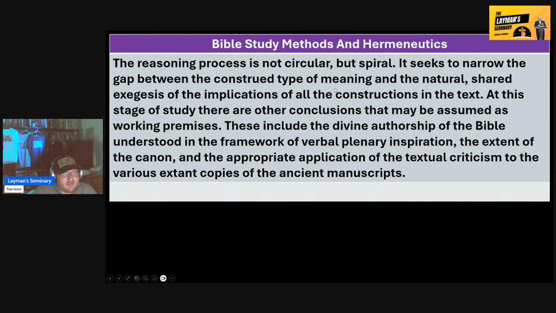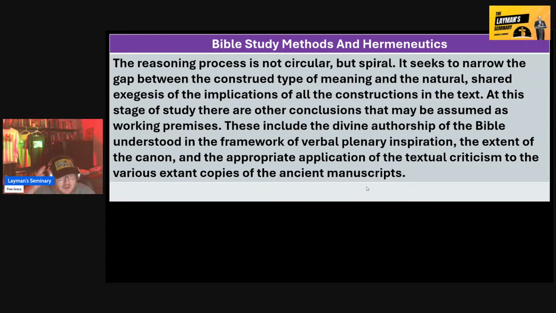The reasoning process is not circular, but spiral. It seeks to narrow the gap between the construed type of meaning and the natural shared exegesis of the implications of all the constructions in the text. At this stage of study, there are other conclusions that may be assumed as working premises.